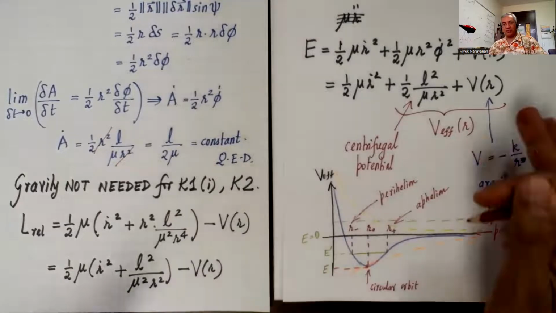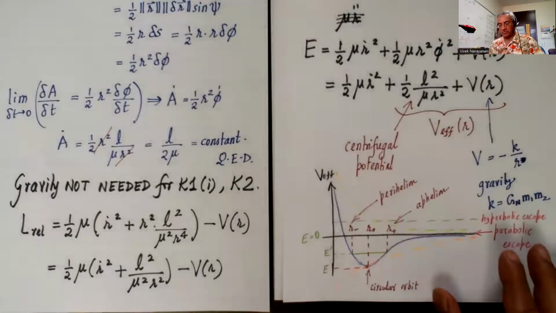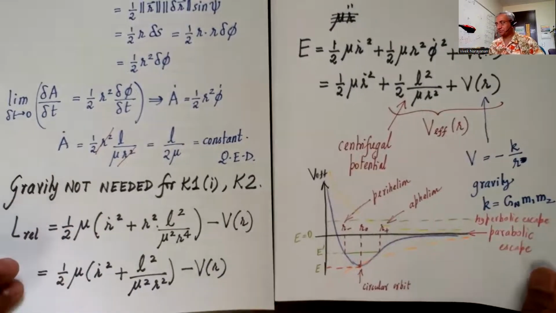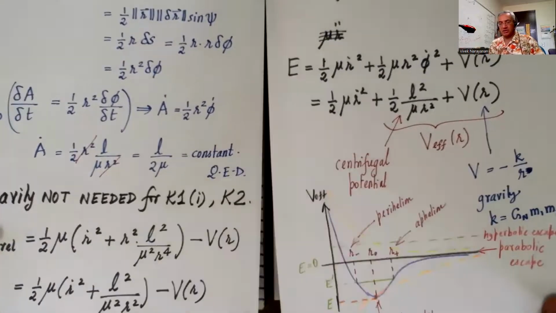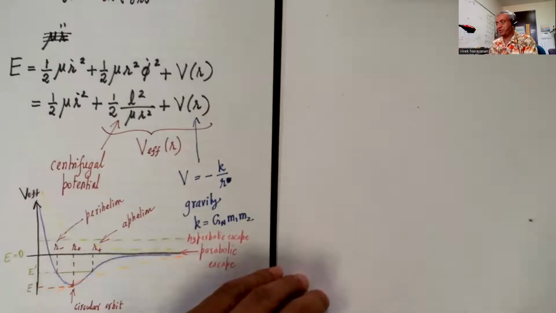So this is the reason I like to work with energy. You can see all the features of the Kepler problem immediately. All right, now let's use the energy to write down the shape of the orbit. So what I want to do now is to get the orbit's shape.